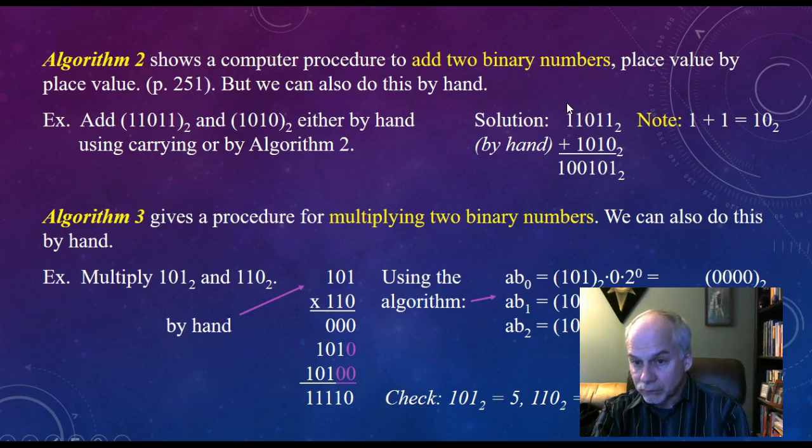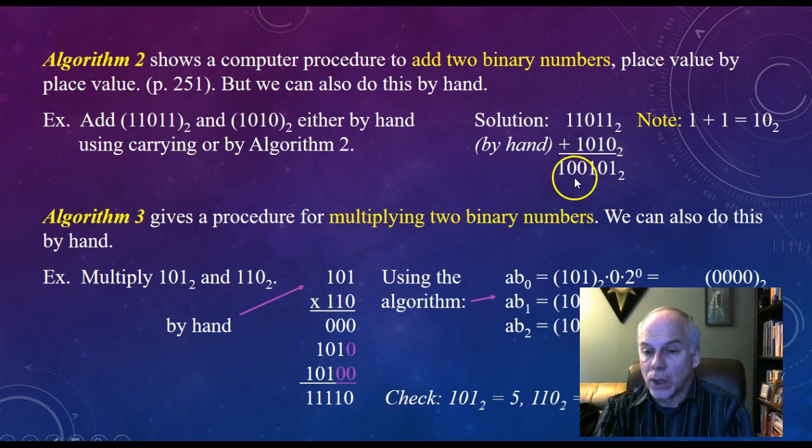And so if I added a 1 and a 1, that equals 1, 0 again. So you put down a 0 and then you put a 1 in the next place over. So that's the number 100101 in base 2. Okay?